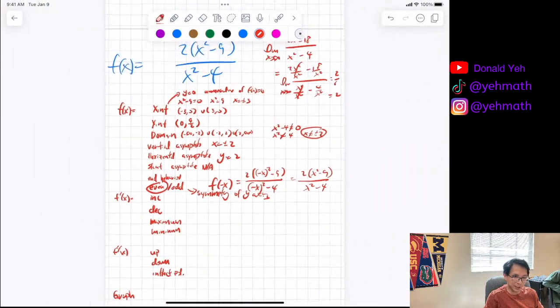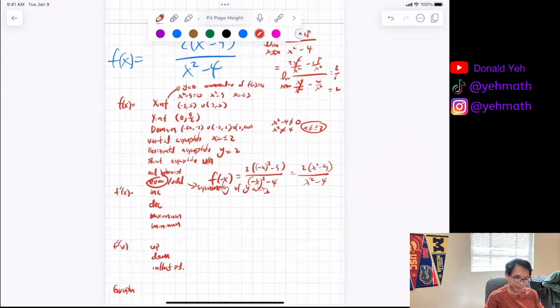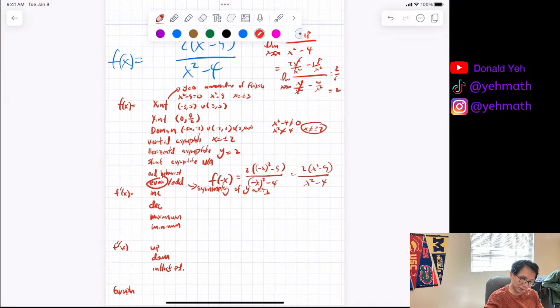Okay, increasing versus decreasing. I have to do number line tests. But I need to figure out what my derivative is. So f prime of x, I'm just going to write down the derivative because I'm too lazy to actually work it out. But you should be able to work it out to get to this point.